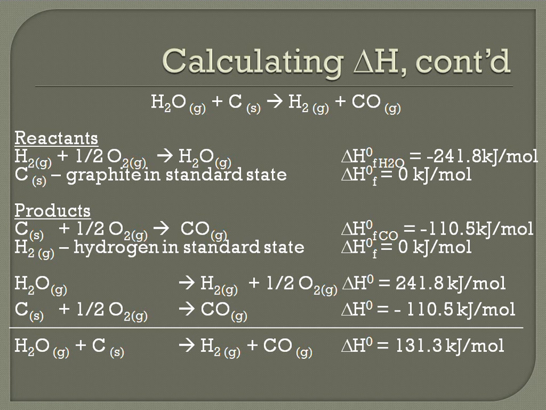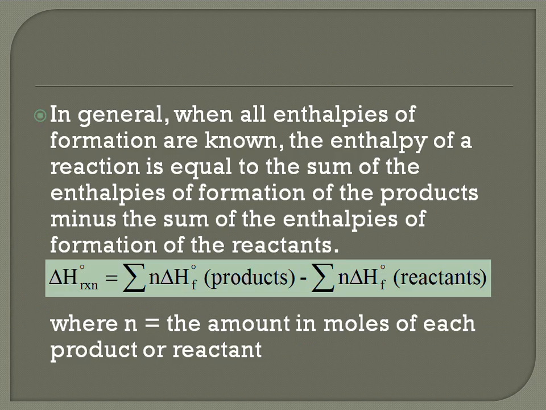So we're combining what is new today, the standard enthalpies of formation, with Hess's law that we learned in the last video. So in general, when all enthalpies of formation are known, the enthalpy of a reaction is equal to the sum of the enthalpies of formation of the products minus the sum of the enthalpies of formation of the reactants, where n is the amount in moles of each product or reactant. So if you don't want to use Hess's law, you could actually use this equation right here.